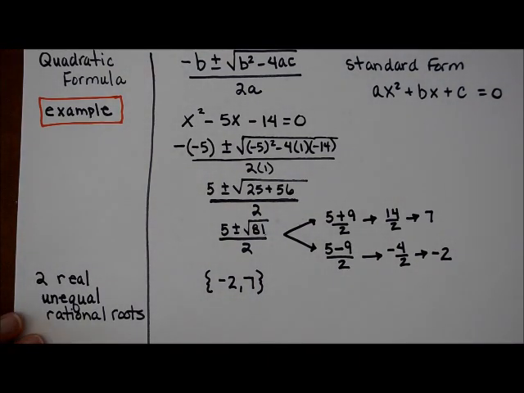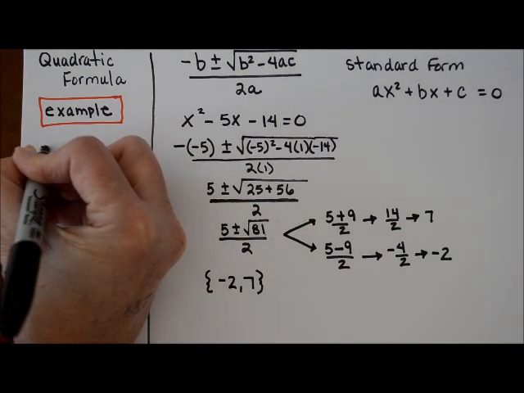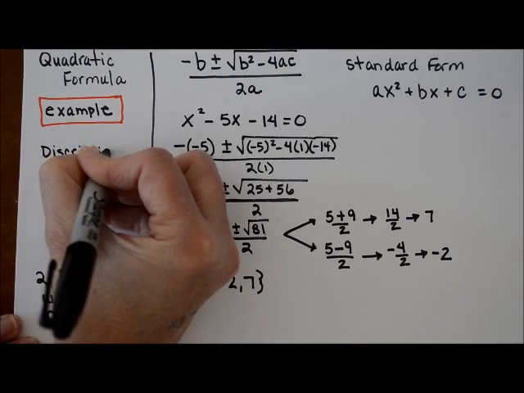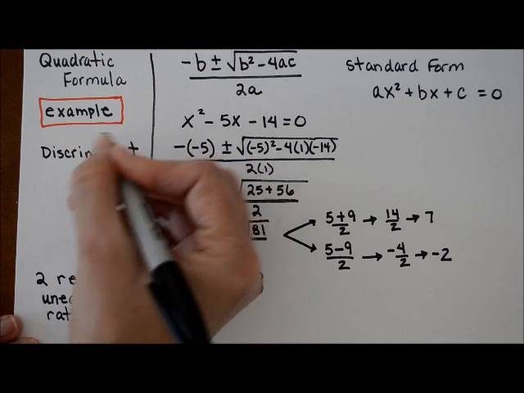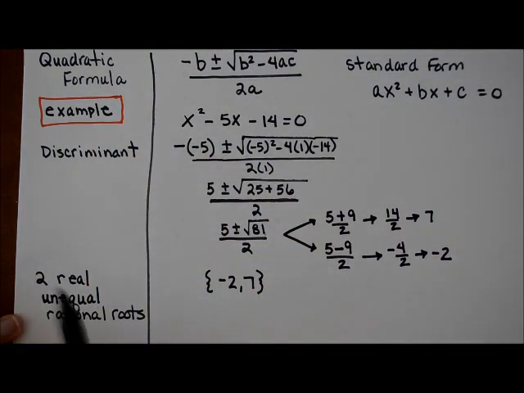Now, when we talk about the discriminant, and I'm going to go back up here, a lot of times they ask you about the discriminant because they just want to know what you are going to get. Not exactly, not the negative 2 and 7. They just want to know, are you going to get 2 real unequal rational roots? That's what they want to know. So when they talk about just the discriminant, they're just asking you for kind of this answer.